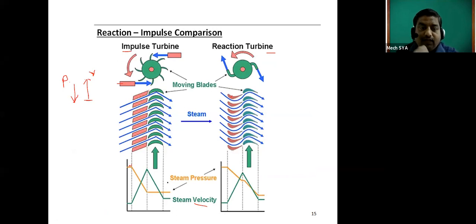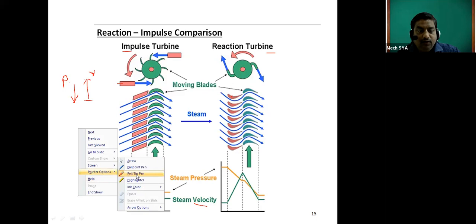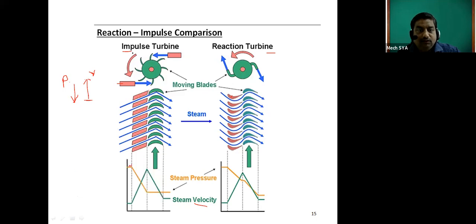Now here are two diagrams. Pressure variation and velocity variation are very important in the case of the reaction turbine. This chart shows how the pressure is changing and how the velocity variation is occurring in the impulse turbine or in the reaction turbine. So here it is the impulse turbine. This yellow line shows the steam pressure, and a green line shows the velocity change, when the steam passes through the nozzle.